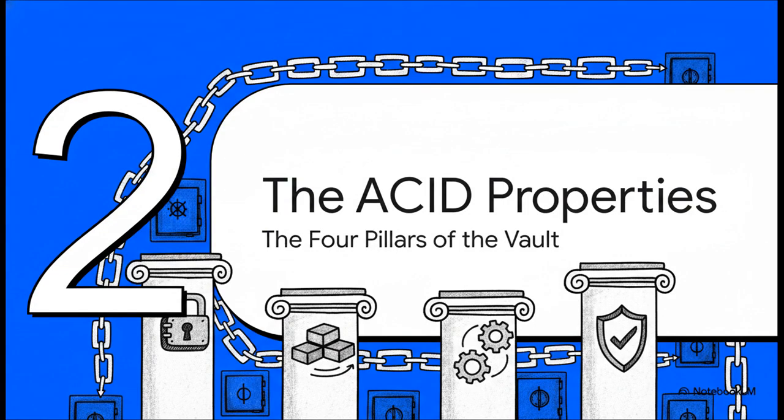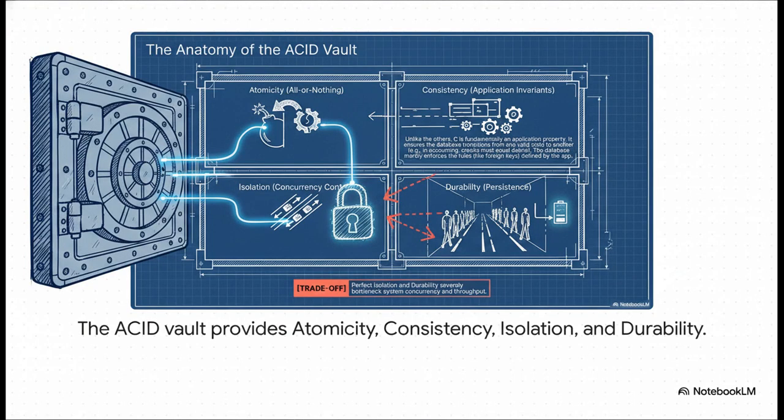Now, this safety guarantee isn't just some fuzzy concept. It's actually built on four super specific pillars. You've probably heard of them, the ACID properties. I like to think of ACID as this impenetrable vault for our data. A is for atomicity, that's the all-or-nothing deal we just talked about. C is for consistency, which basically means your own application's rules are always enforced.